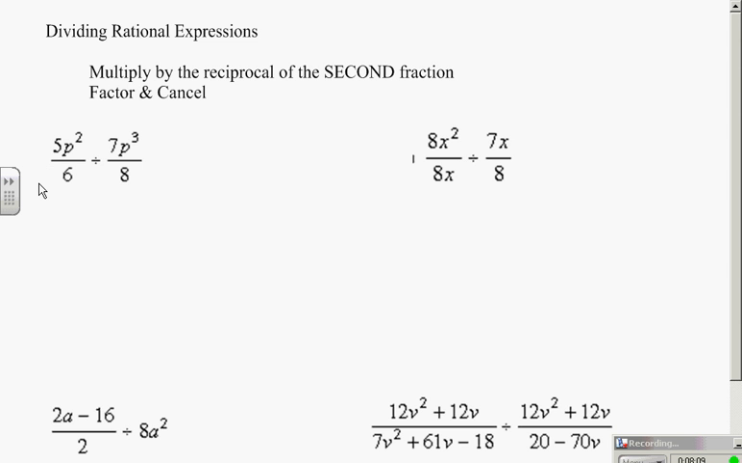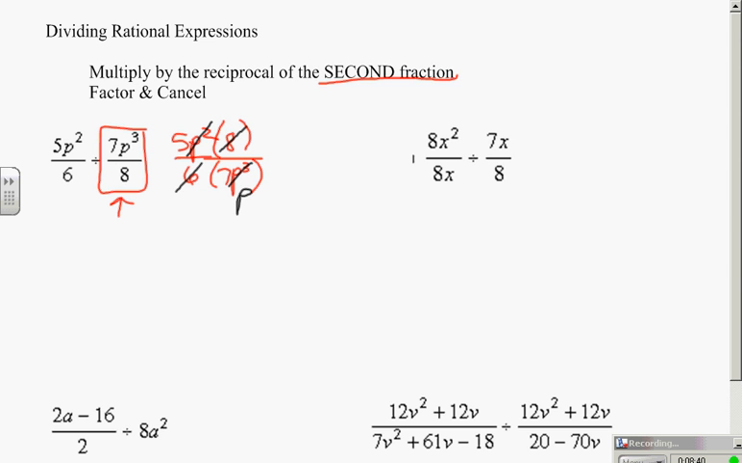Now, dividing really doesn't add anything new to the problem except the reciprocal step. Once you make that reciprocal step, you are back to multiplication. Remember, it's always the second fraction, and then we're going to flip and factor. Here's my second fraction. So I have 5p squared over 6 times 8 over 7p cubed.